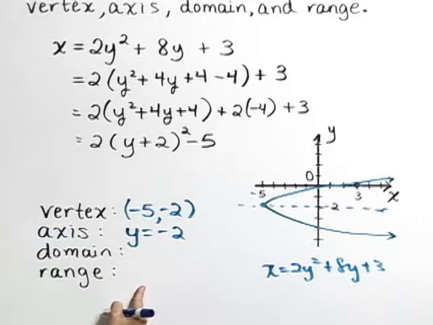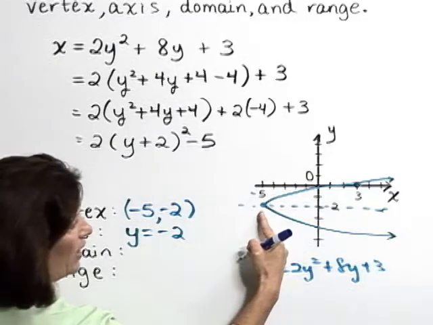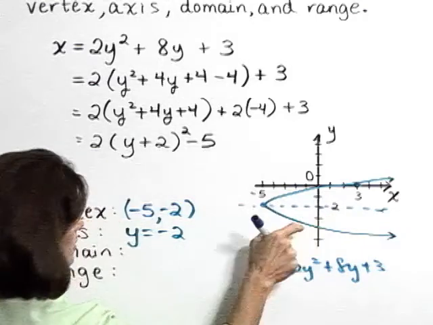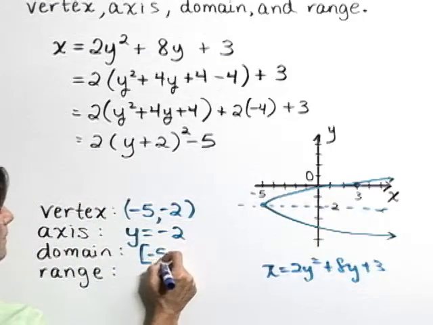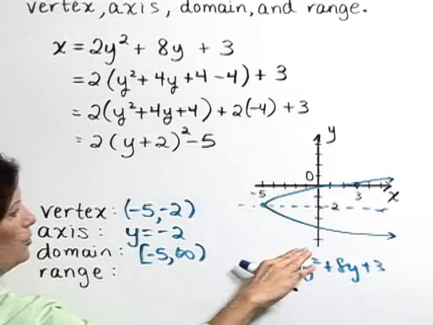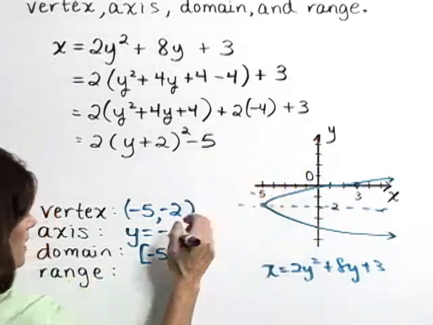Let's lastly denote our domain and range. The domain is the x values used, and they are from negative 5 inclusive to positive infinity. The range indicates the y values that are used, and they are from negative infinity to positive infinity.